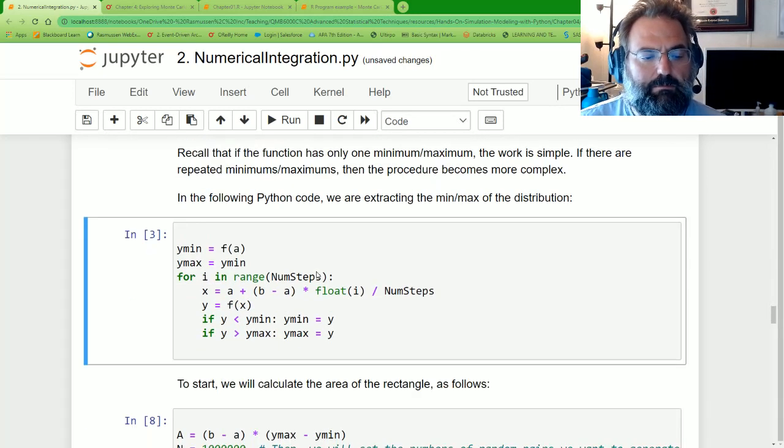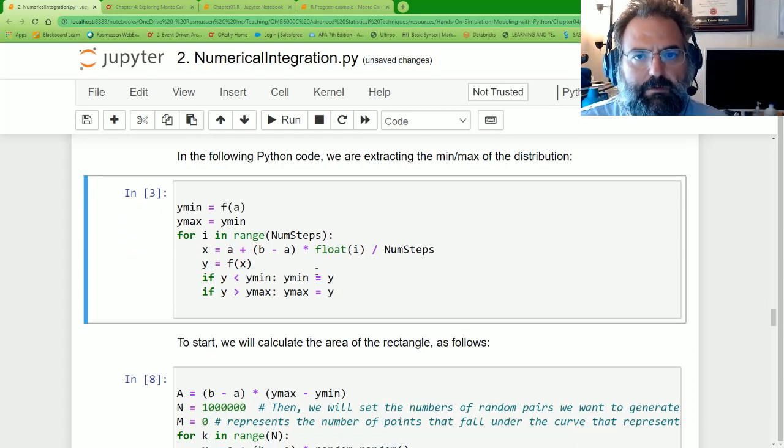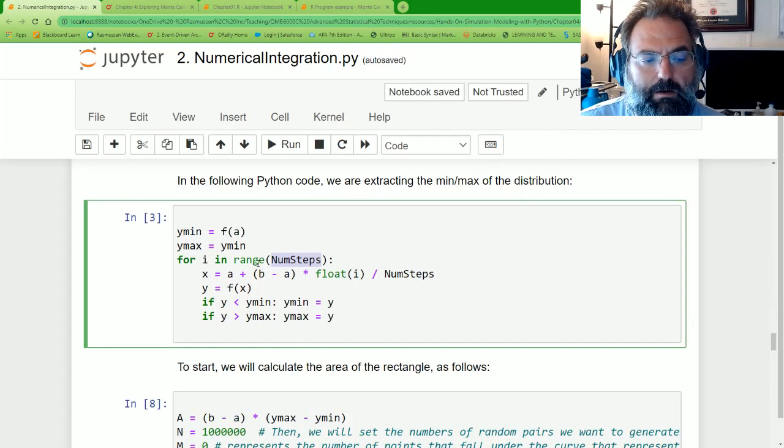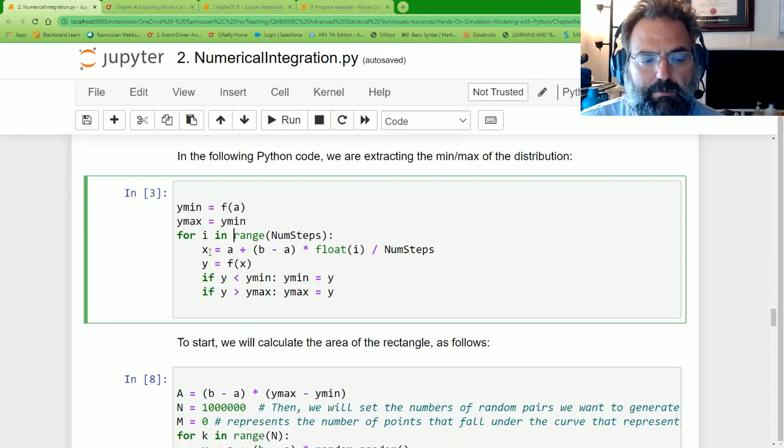The basic code, jumping straight into it because this is a class about writing code: we determined initially that y min is f of x, of a. So we start at the leftmost region of the area we're trying to integrate across, and then we loop 1 million times. So num steps is 1 million, and this is just going in the range of 0 to a million.